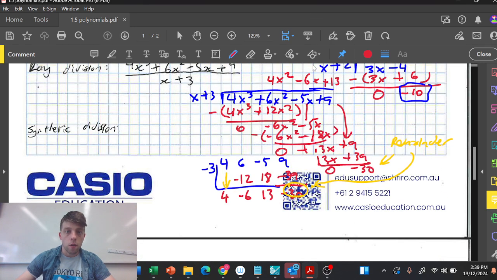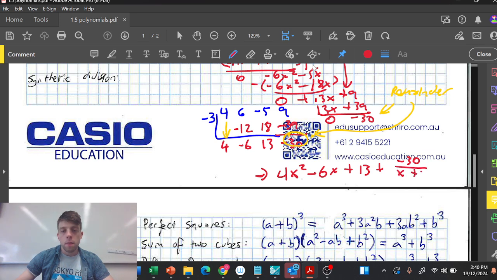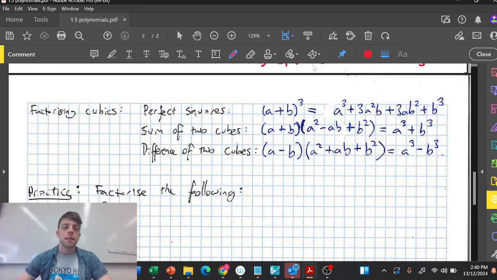So the coefficients of the quotient that we found up the top here. So therefore, the answer is going to be equal to 4x squared minus 6x plus 13. So I read these numbers down here as the coefficients with our remainder of negative 30 over x plus 3. So that would be the answer that we'd get here. All right, so that's how we do that.